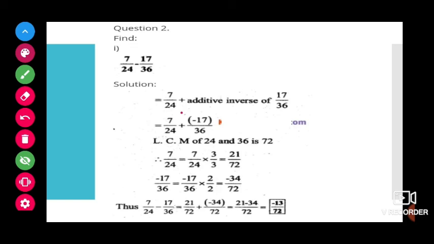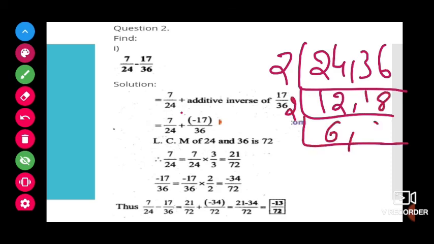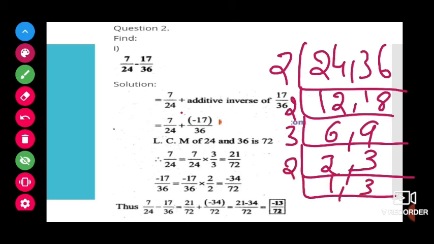First we will take the LCM of 24 and 36. With the 2 table: 2 twelves are 24, 2 eighteens are 36. Again with the 2 table: 2 sixes are 12, 2 nines are 18. Again with the 3 table: 3 twos are 6, 3 threes are 9. Again with the 2 table, the 3 stays as it is, because 3 will not go in the 2 table. Now 3 ones are 3, 1. So what is the LCM? 2 into 2 is 4, 4 into 3 is 12, 12 twos are 24, 24 threes are 72.